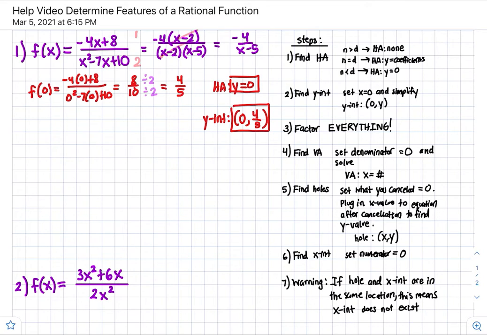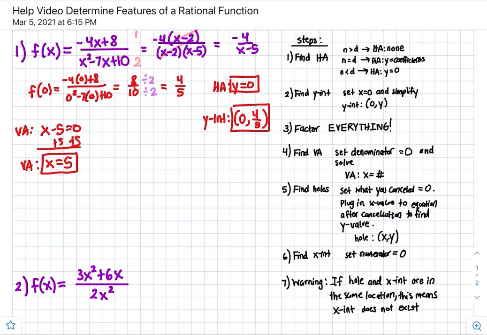Now we can go on to find our vertical asymptote. Vertical asymptote is when you set the denominator equal to 0. Our denominator is x minus 5, so setting x minus 5, which is the denominator, equal to 0. Plus 5, x is equal to 5. And remember, your vertical asymptote has to have that x equals part. So x equals 5.